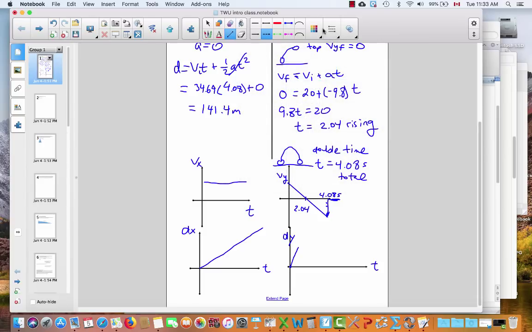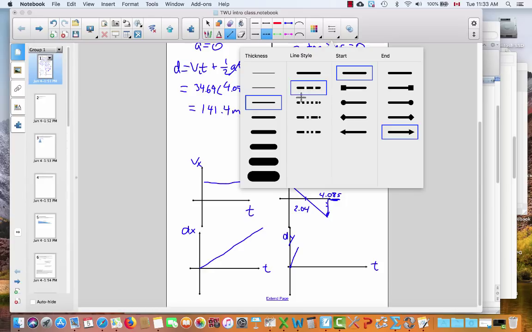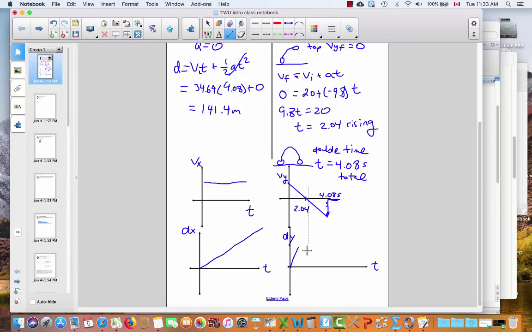Oh my goodness, this is slow. Why has this become so slow? There we go. That's all I want. Just a little dashed line right there. And of course, it's not in the right spot. Oh my goodness. Now it's in the right spot. Heavens. All right, so there it reaches the top.